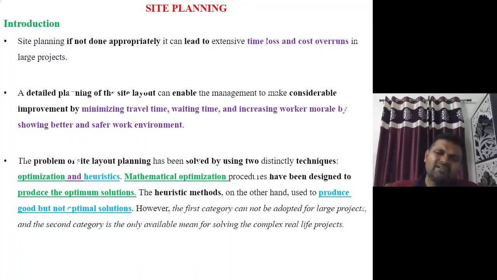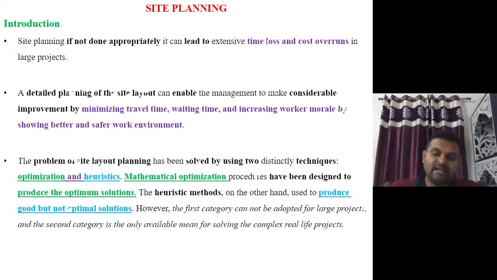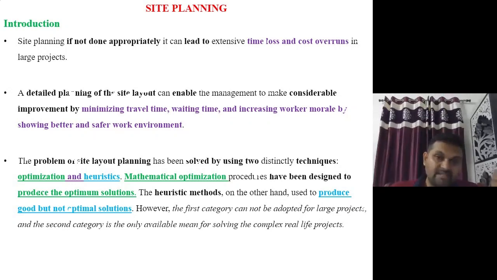Okay. So the first question: what happens if project planning or site planning is not done appropriately? If it is not done appropriately, it may lead to time loss, and even cost overrun can happen. If I am able to do site layout planning appropriately, it is going to minimize my travel time and the waiting time of my vehicles, and increase the morale of my labor by showing a better and safer work environment on my site.